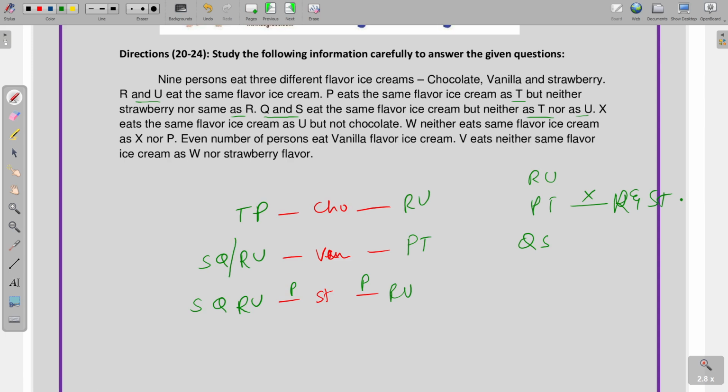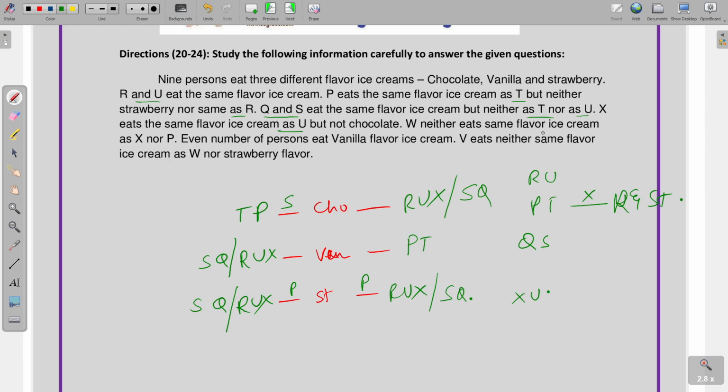And next, not with R and U. Next, X eats the same flavor of ice cream as U, but not chocolate. S is not coming, but S with X, with the same flavor of ice cream as U. So X is placed either here or here. Or else S, Q here and S, Q here. Two possibilities. Let us move on to the next one.